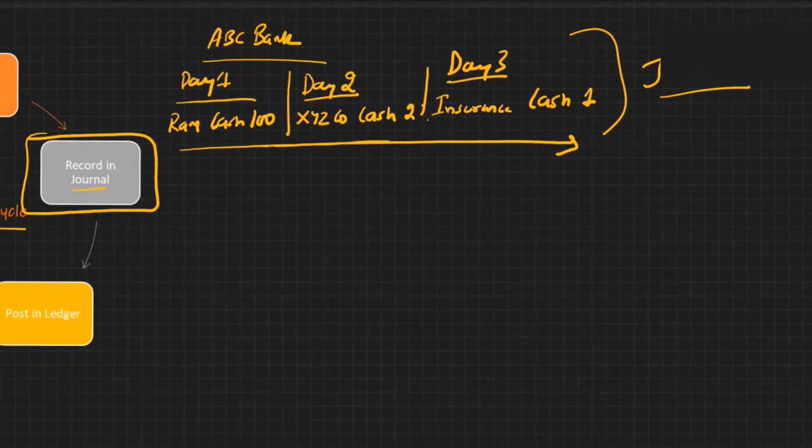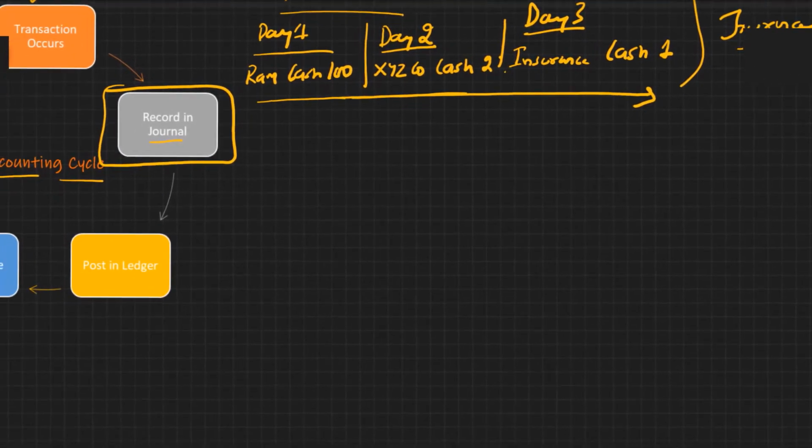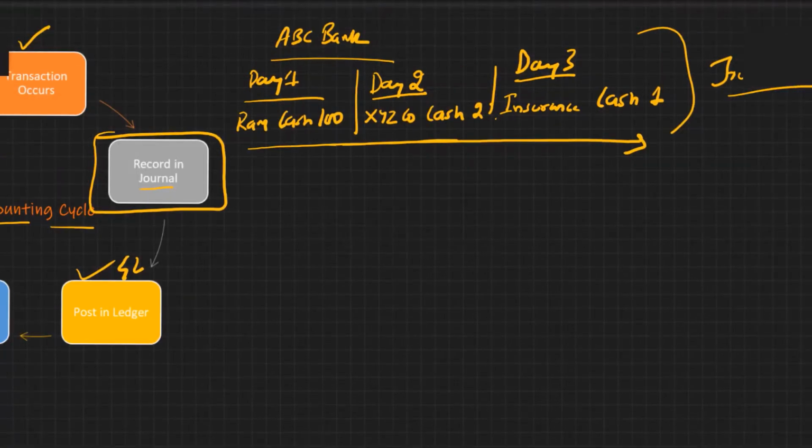Now here comes the next step. The next step is to post them in the ledger. Ledger, which is also known as general ledger or GL, you can think of it as a register where each entity or thing involved has its own place. We saw in the journal the entities involved. There was Ram, there was cash. In the second transaction, there is this XYZ company and then there is cash. In the third example, there is insurance and there is cash.